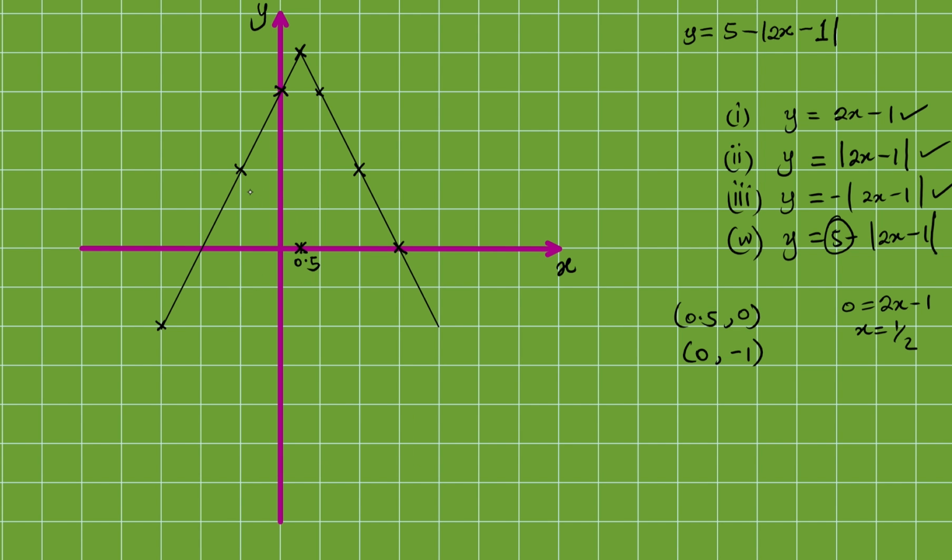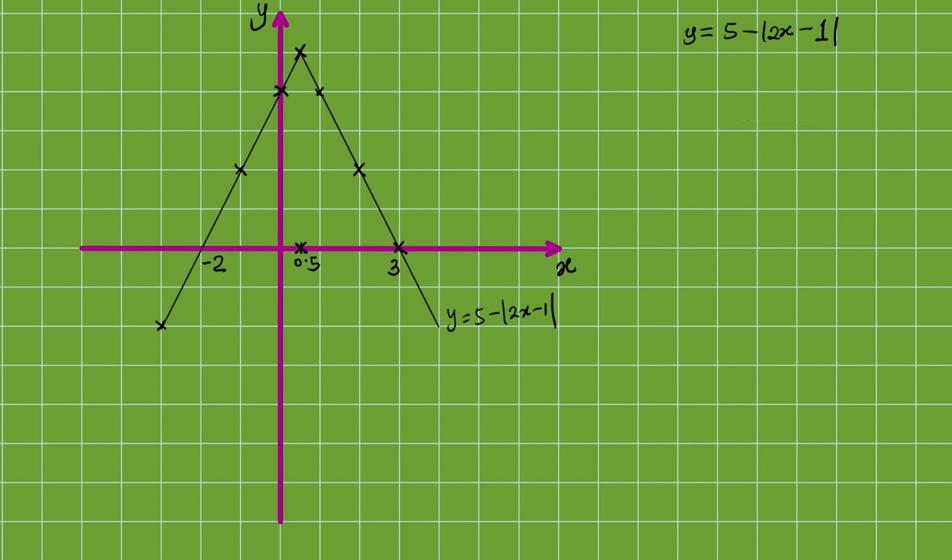All right, so this is your graph of y equals 5 minus |2x minus 1|. This place will be 3 and this place will be -2. Now, to be sure that we are correct, all we just need to do is to solve this algebraically. Especially for these 2 points, all we just need to do is to make y 0. We know that y is 0 at those points, so make y 0 there, and then we solve for x.